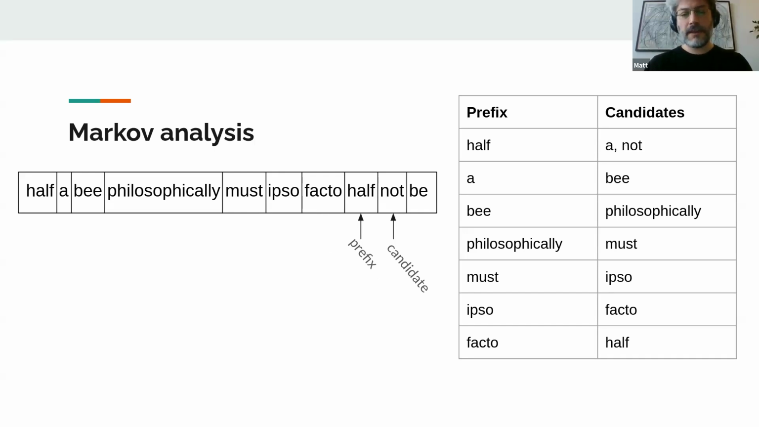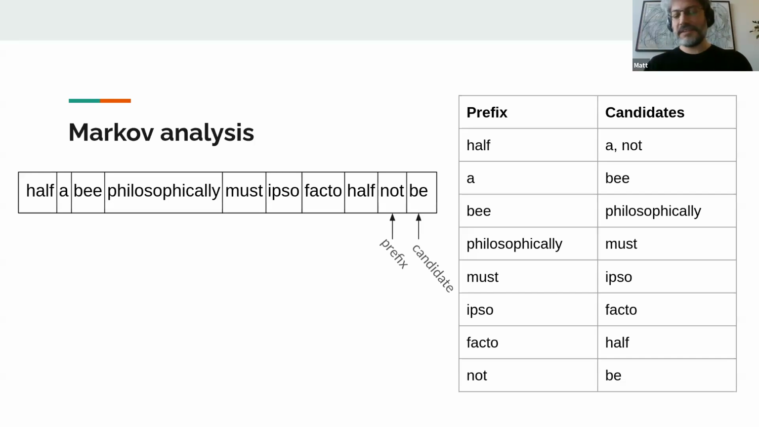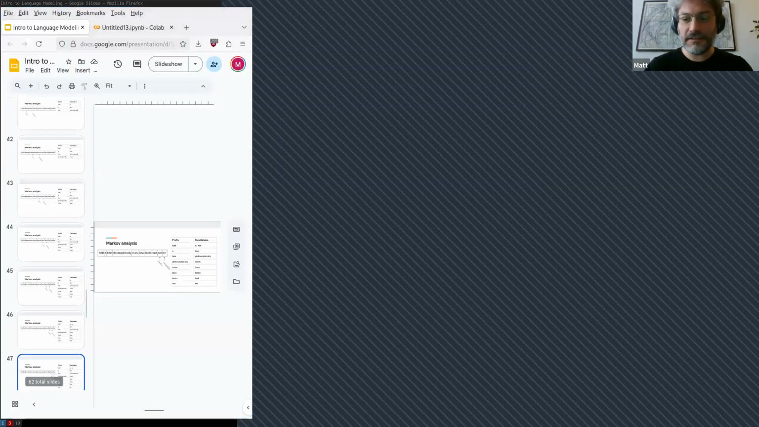When we go up here, half is now the prefix, and then not is a candidate word that follows it. But half was already in this table by the time we got to that point in the text of the analysis. So our prefix half has been followed by the word A, and then also not, and then B, and so on. So if this text were our corpus, this table on the right is what the analysis dictionary would look like when we were finished with it. I suppose before I move on, any questions about this? Anything in chats?